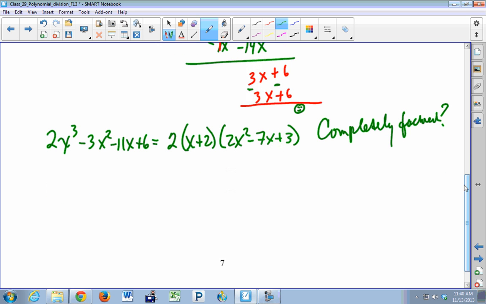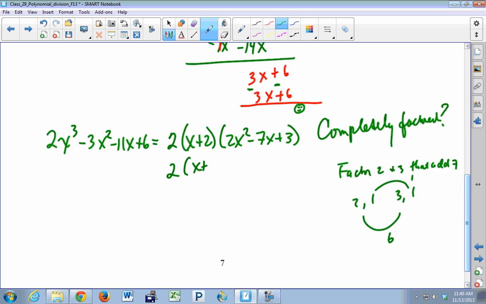Or, and sometimes you're going to have to, I'll show you both ways, but we can factor this. You're looking for factors of 2 and your 3 that add up to what? 7. 2 and 3 that add up to 7. 2 times 3 is 6. 1 times 1 is 1. So you could factor this. You know both signs have to be negative. Okay, both signs have to be negative. You put your 3 here and your 1 there. You're done.